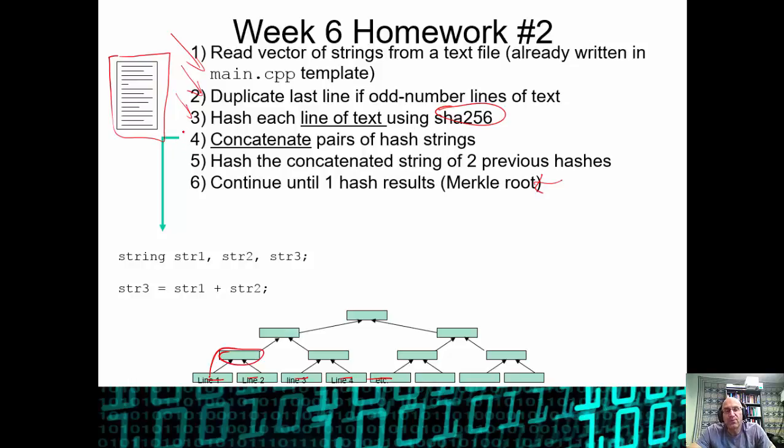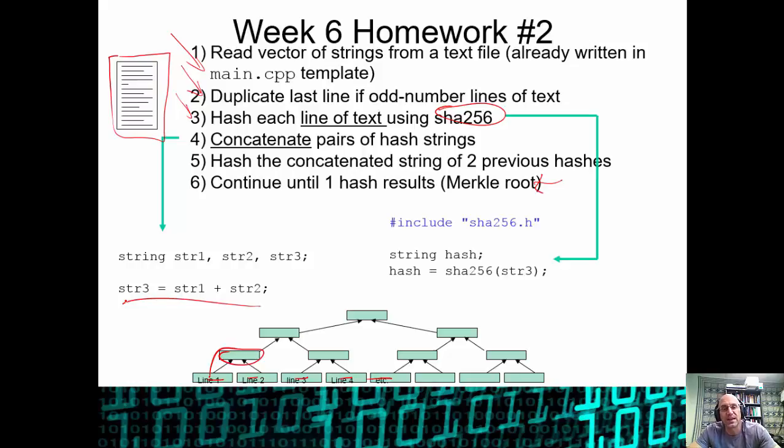This is fairly straightforward if you think of using strings and vectors that we've already looked at. If you want to concatenate two strings together, you simply use a statement like this. You've got two strings, 1 and 2. You just say str3 is 1 and 2. That concatenates them together. And then in order to create the hash, there's a library that does this for us. It's called SHA-256. That's on the website.